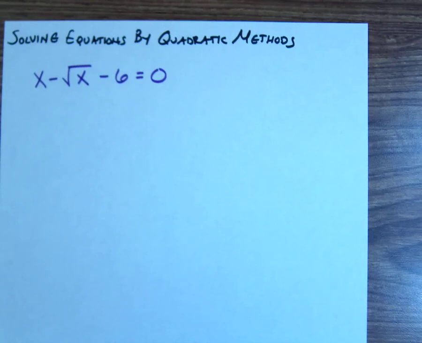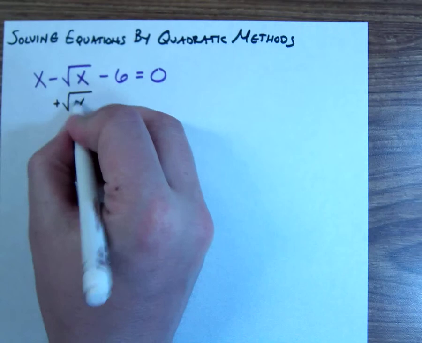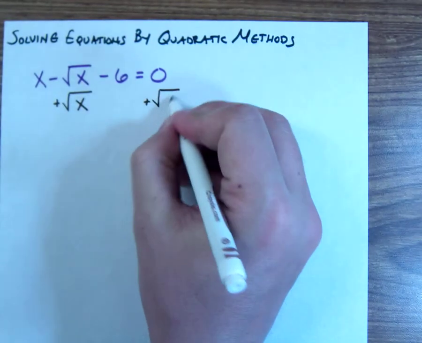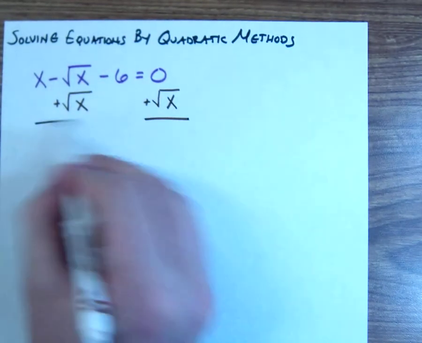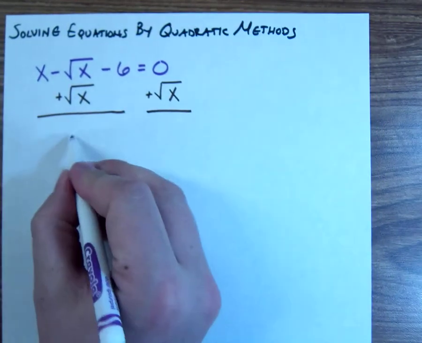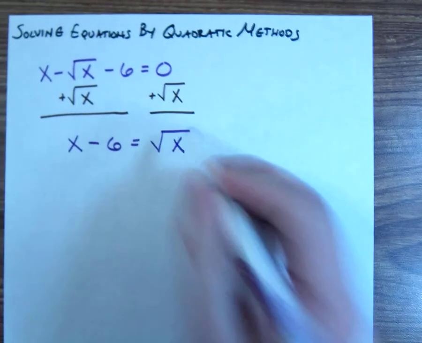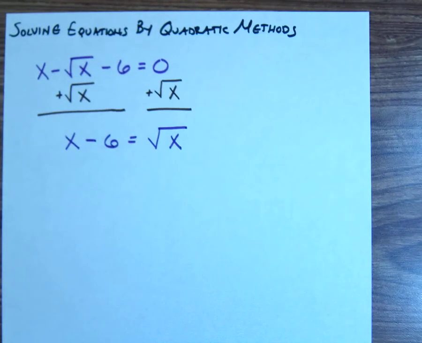So this problem obviously is difficult because it has a square root in it. It's got a radical in it. So when you're solving a radical equation at all, any kind of radical equation, the first step is always get the radical by itself. And so that's what we'll do first. So we'll add the square root of x to both sides. That gives us, on the left side, x minus 6, and on the right side gives us the square root of x. So you've done these before.